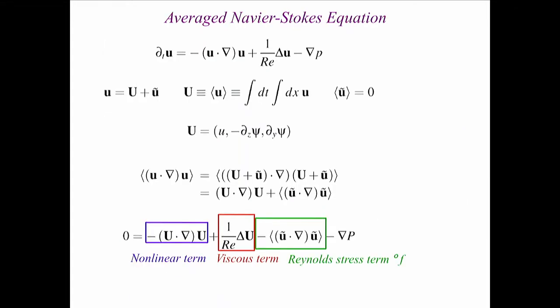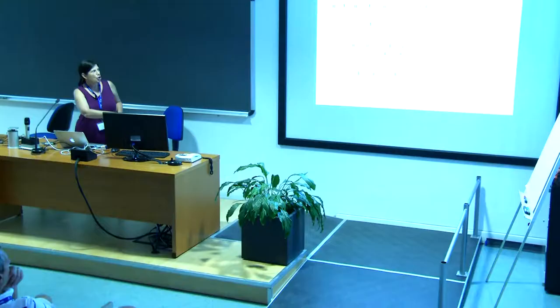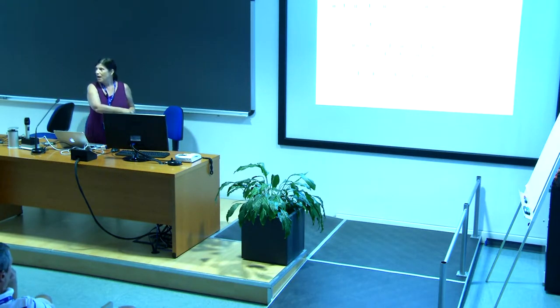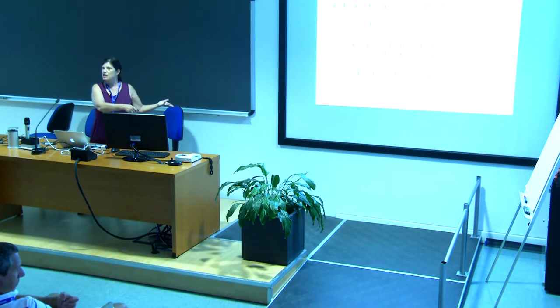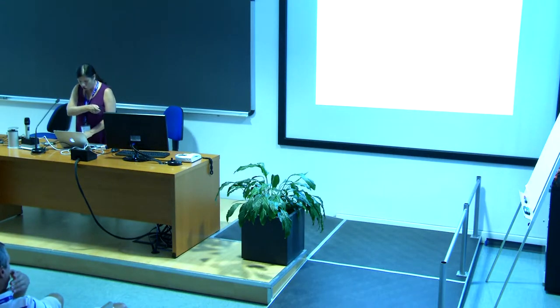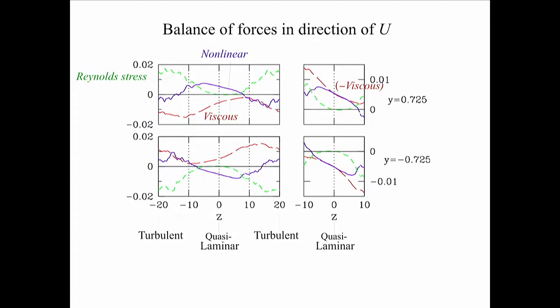For example, here's the average in time and in the narrow direction. And you get the Reynolds-averaged Navier-Stokes equations. And from this, you can get the forces that are at play. This is the nonlinear term, the viscous term, and then this is the Reynolds stress. And you can get the actual exact Reynolds stress because you have every quantity that you need to do this calculation. And you can learn that the nonlinear term and the viscous term are balancing each other where there is no turbulence. You can learn all these things.